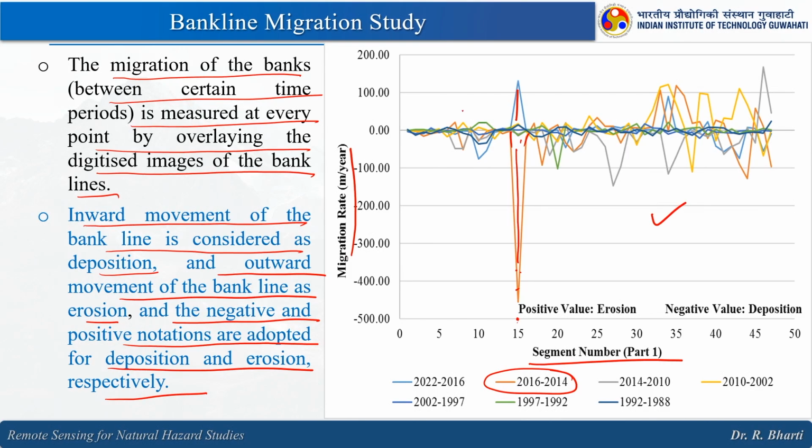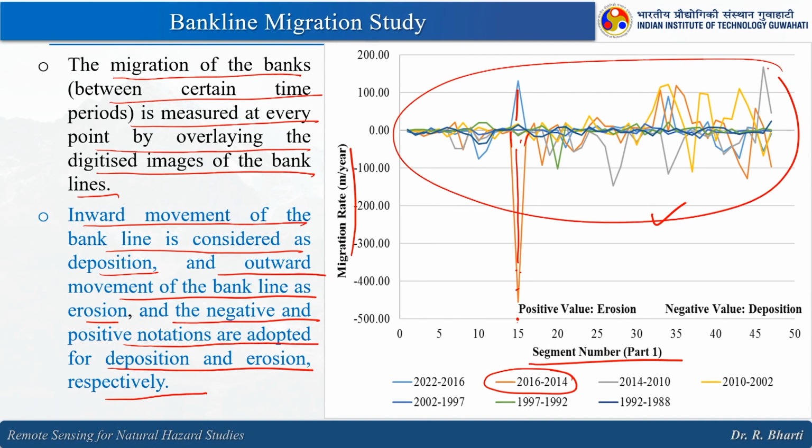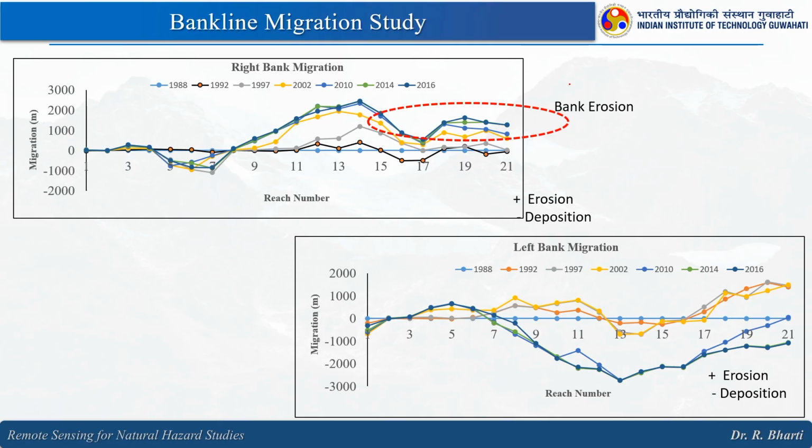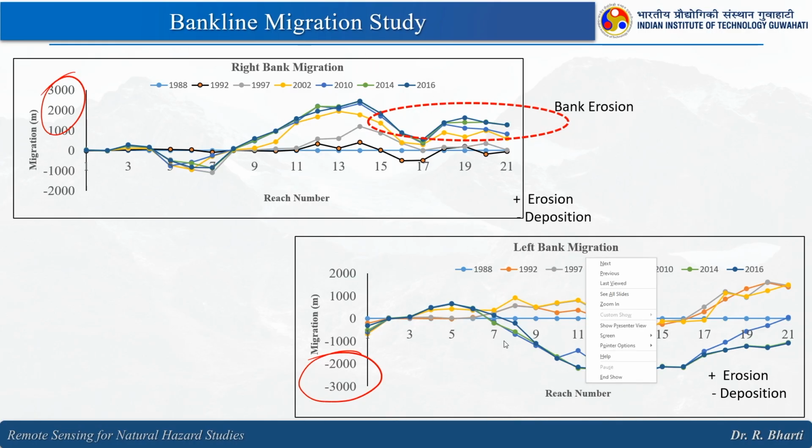So, this is how we have analyzed the whole Kaming river system. Right bank migration you can see here, this is for the left bank. Again, the negative values are for deposition, positive values are for erosion. So, here you can see the bank erosion. This is how you can analyze the bank line shift or bank line migration.